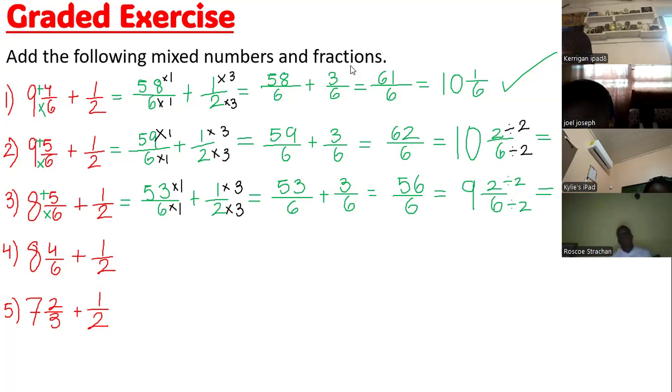Wyatt, I need you to do number 4. How are we gonna get number 4? Wyatt, can you hear me? Yes, sir. I need you to explain how we're gonna get our answer for number 4. So go ahead and explain it.